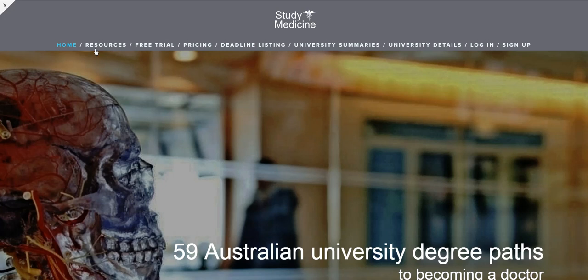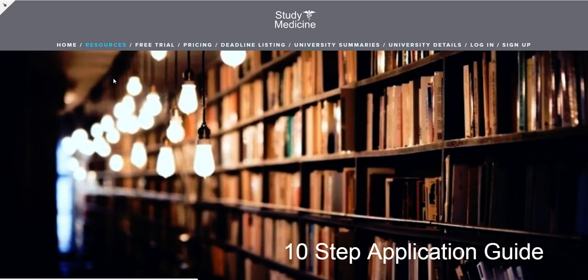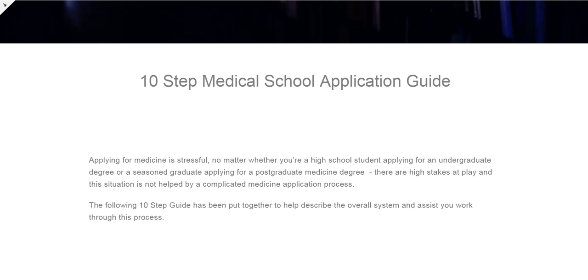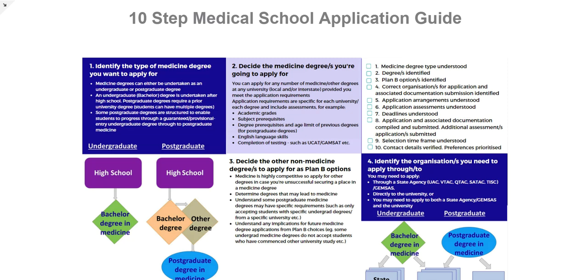So let's head into the free resources section and walk through the 10-step medical school application guide. So here we are in the resources section, and I'm going to scroll down to show you the 2-page guide. So the 2-page guide has been constructed to go through 10 steps in how you apply for medicine in Australia.